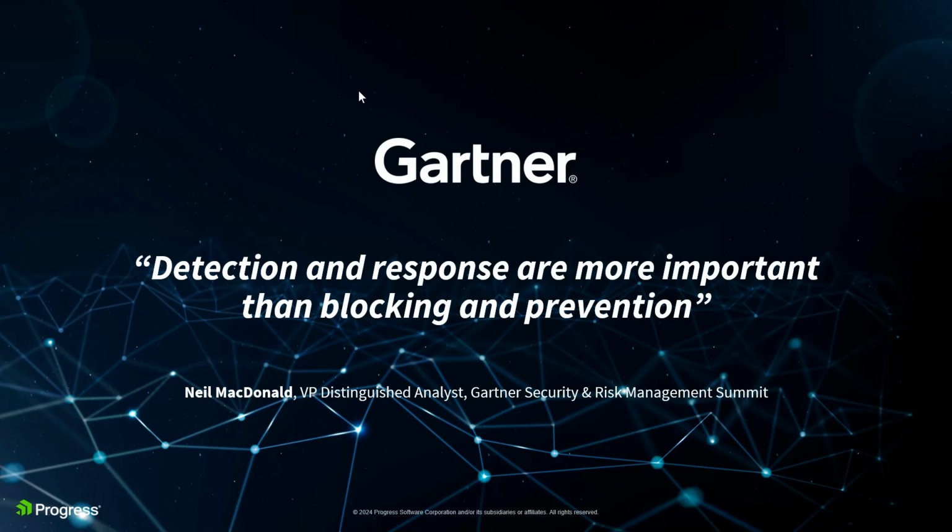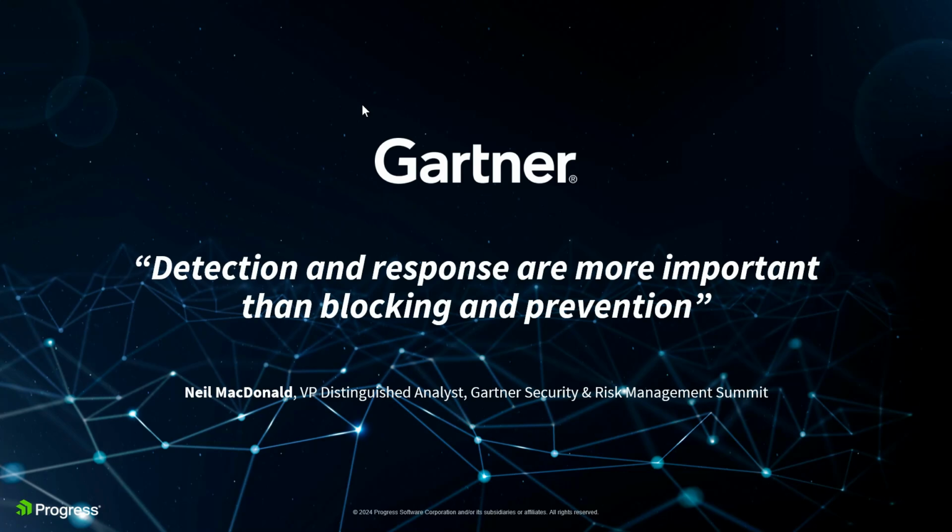on your network. I'm here to tell you that the ability to see across your entire network is really important for detection. If all you're doing is looking at one point and you're not looking across the entire network, you're going to miss something. And the something you're going to miss is going to be important, and it's going to end up hurting you. Gartner's comment is that detection and response are now more important than blocking and prevention.